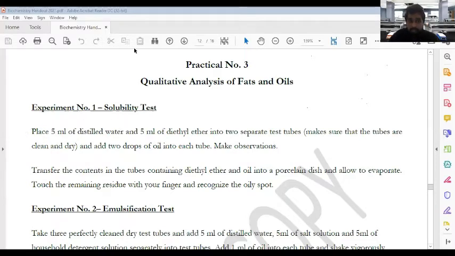In this experiment, you have to place 5 milliliters of distilled water and 5 milliliters of diethyl ether into 2 separate test tubes. Make sure that the tubes are clean and dry, and add 2 drops of oil into each tube. Make observations. Transfer the contents in the tubes containing diethyl ether and oil into a porcelain dish and allow to evaporate. Touch the remaining residue with your finger and recognize the oil. So this is a very basic experiment. I'll show you the video, then after that we can discuss more.